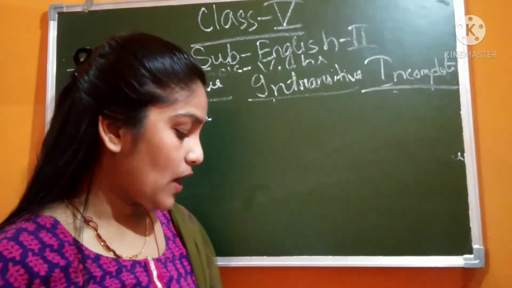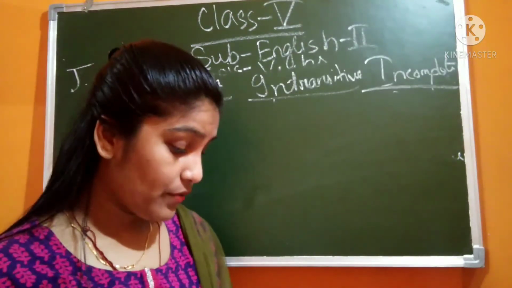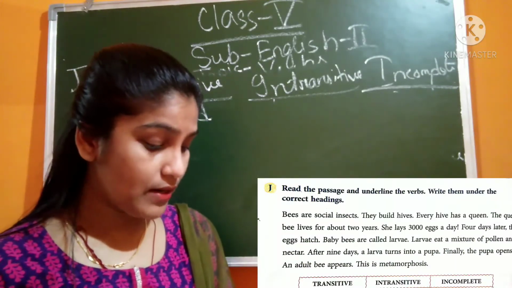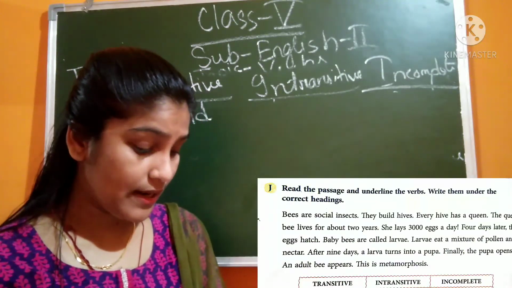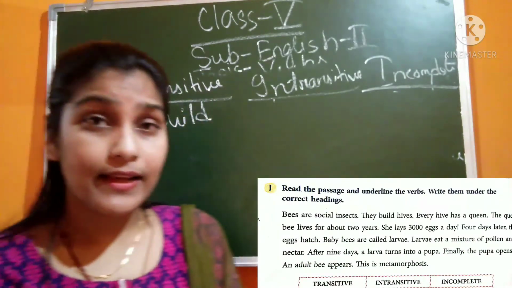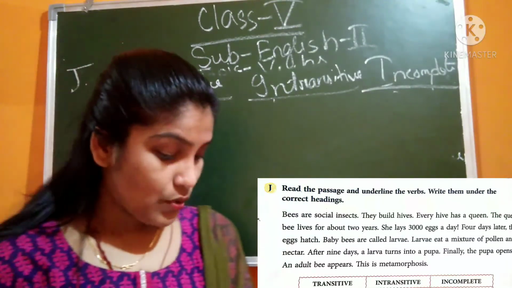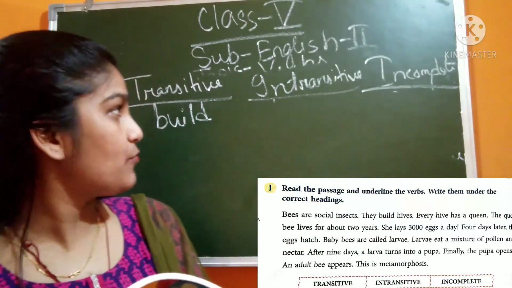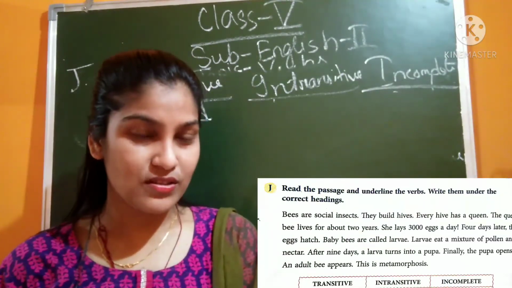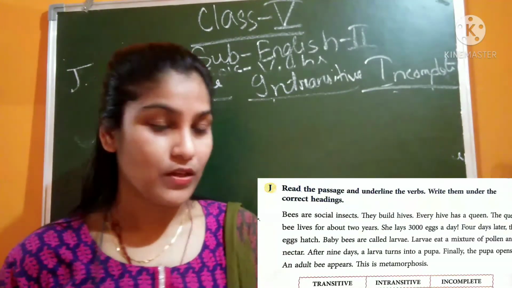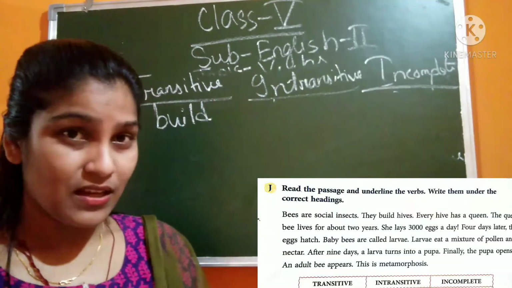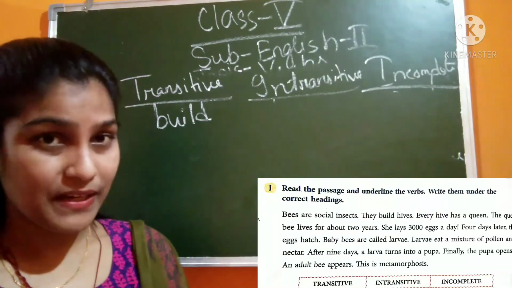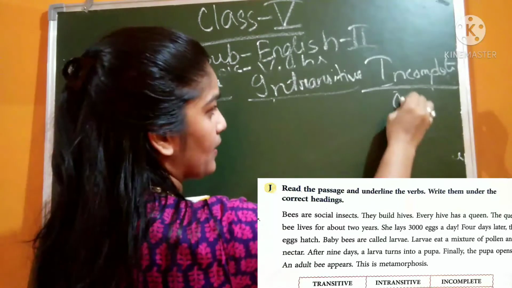Okay. So now we will do question number J. Read the passage and underline the verbs. Write them under the correct heading. So you will first underline and after that you will put them under the correct headings. One is already given. Bees are social insects. So are will be the verb, but where will we put it? Is are used for some action or what? No. It is just used, right? Some words are there to complete its meaning. So we will put are here.